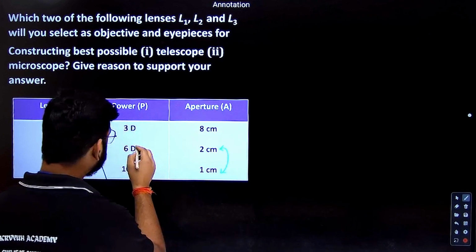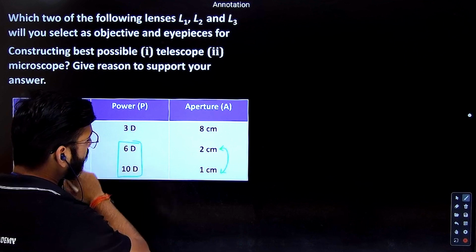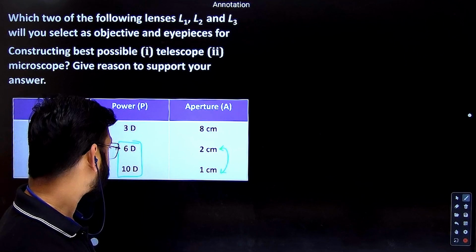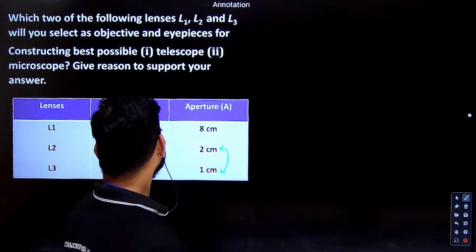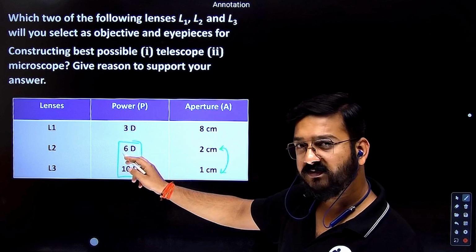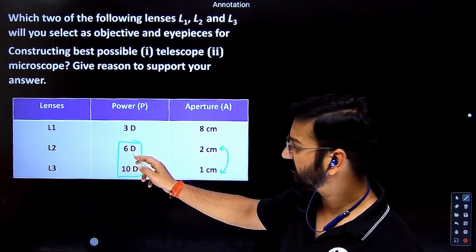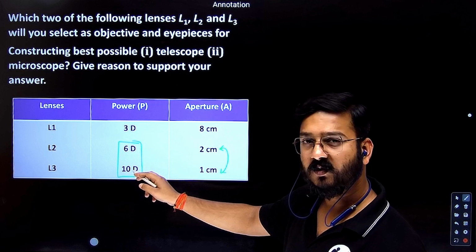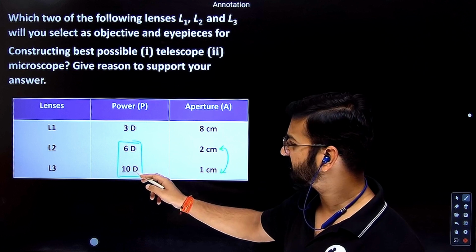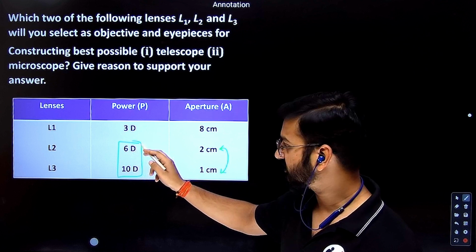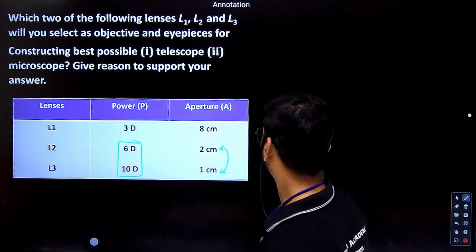That will be decided by the focal length. So what will be the focal length of L2? Power is 1 by F, right? So the focal length will be 1 by 6 meters. And here the focal length will be 1 by 10 meters. So which one has the higher focal length? L2, 1 by 6. So L2 has the higher focal length.